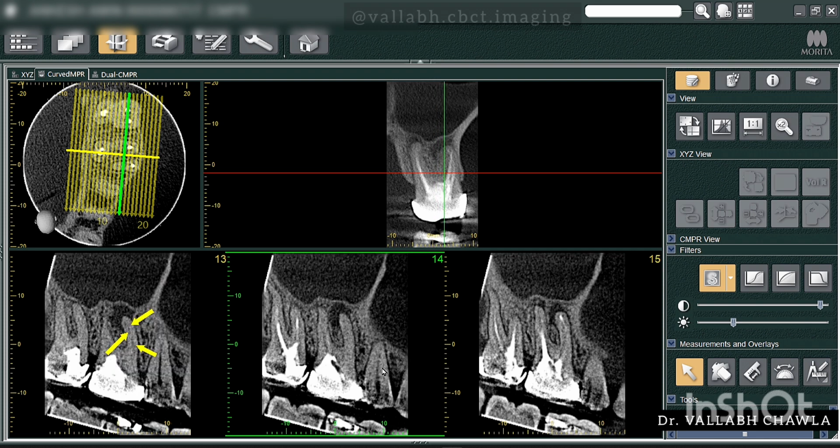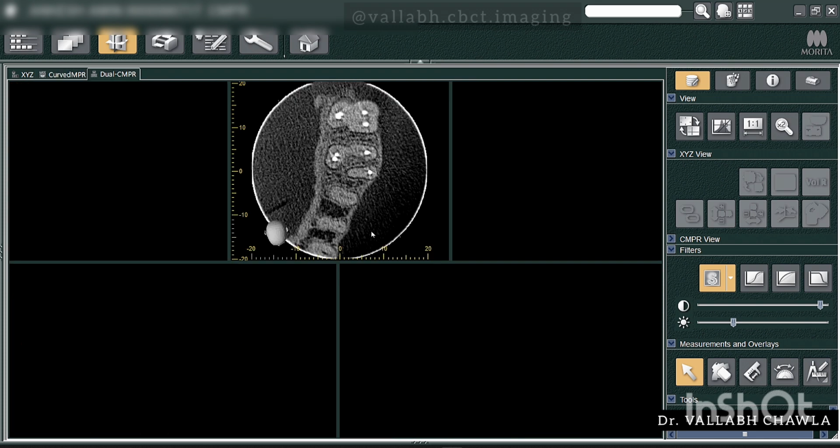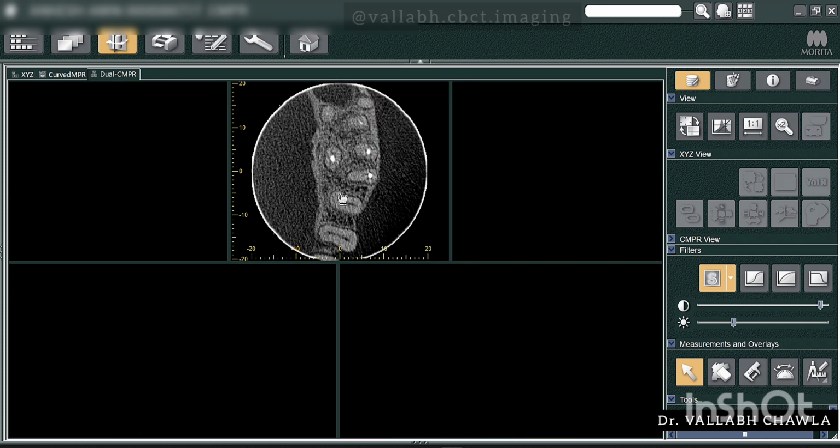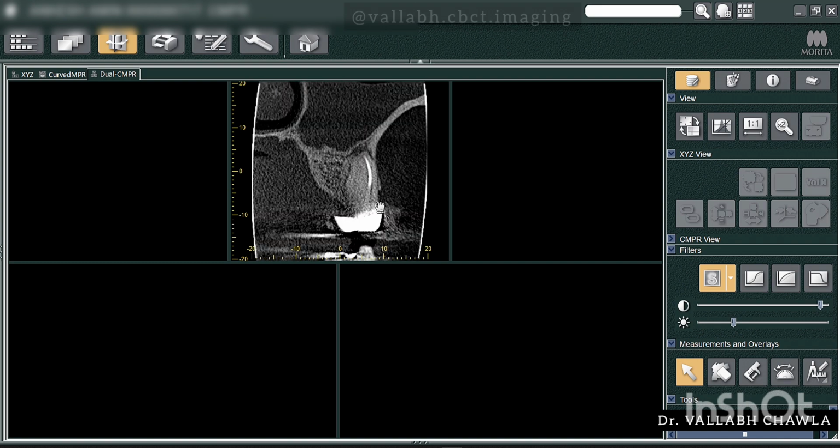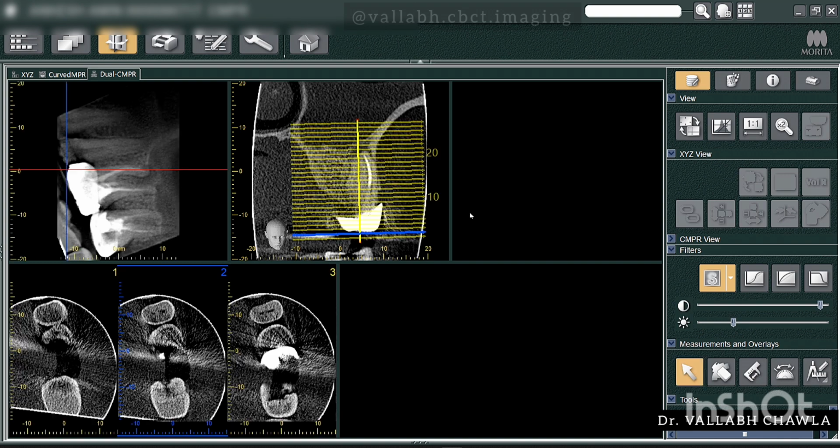So now we'll study the axial cross sections. How will we study the axial cross sections? You can just drag this image over here. Now there's the coronal. I'll just go from the occlusal aspect to the apical end region.